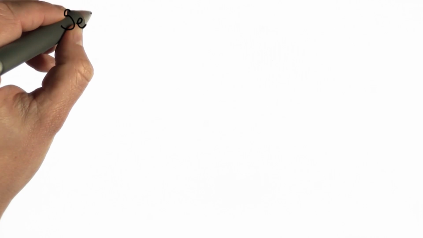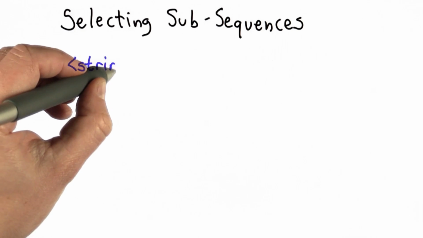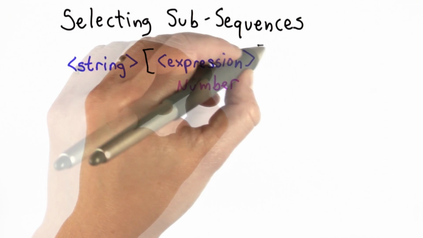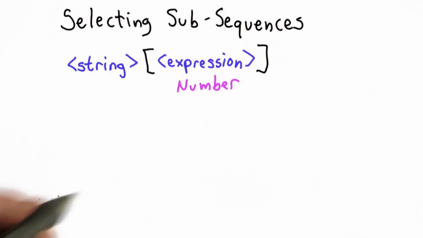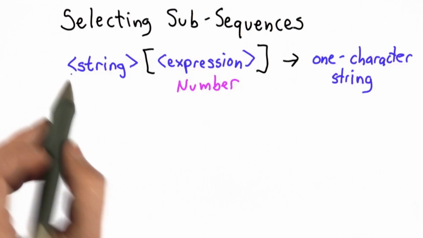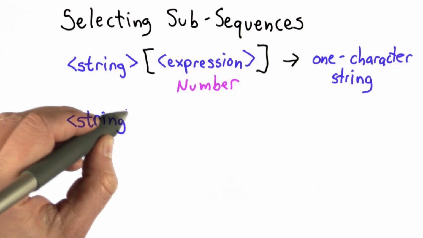So there are lots more things we can do with strings. The next one I'm going to talk about is selecting subsequences from strings. What we've seen so far, we've used indexing, where we have a string, we have our square bracket, we have some expression that produces one number, and we have our closed square bracket. And that gives us a one character string at whatever position the number refers to in the string. The other thing we can do with square brackets is select a subsequence of the string.